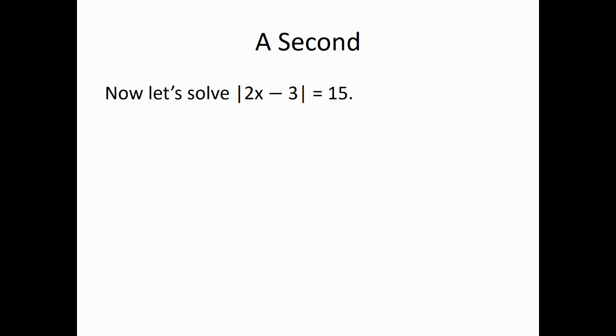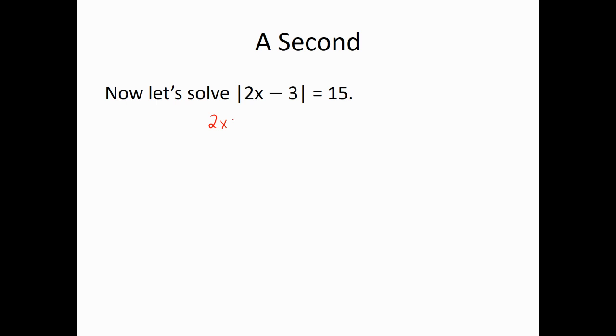Here we have the absolute value of 2x minus 3 is equal to 15. Let us solve that. And we should expect that we'll get two solutions to this. So how does this begin? Well, to say that the absolute value of some quantity is equal to 15 means that that quantity can either be 15 or negative 15. So here's where we began.